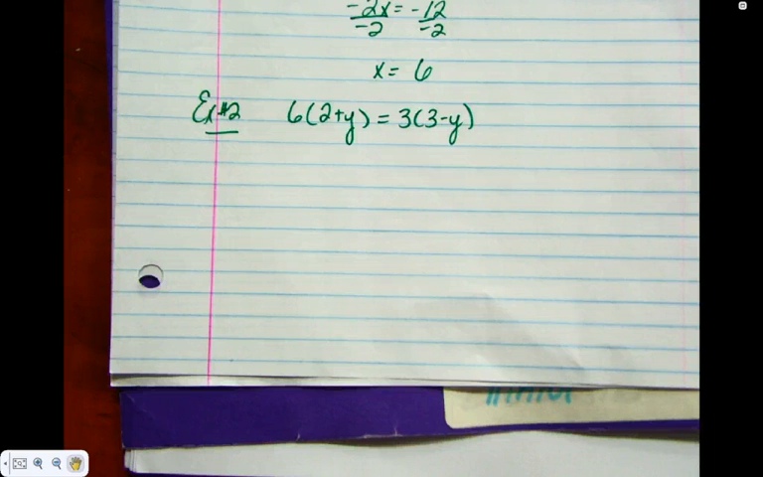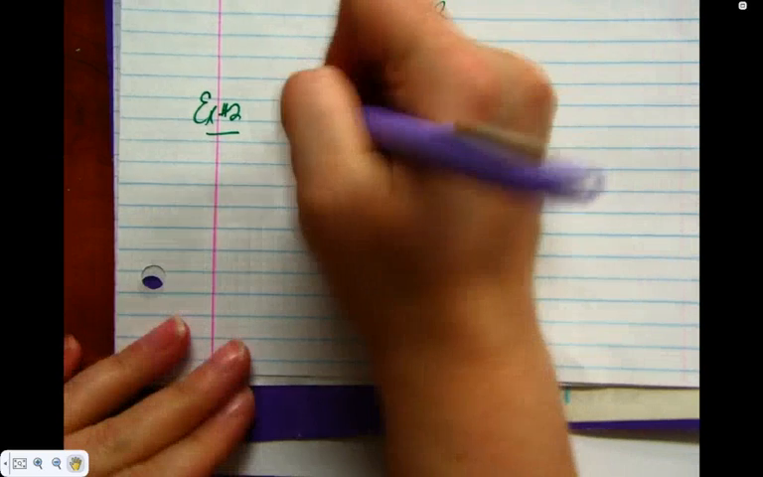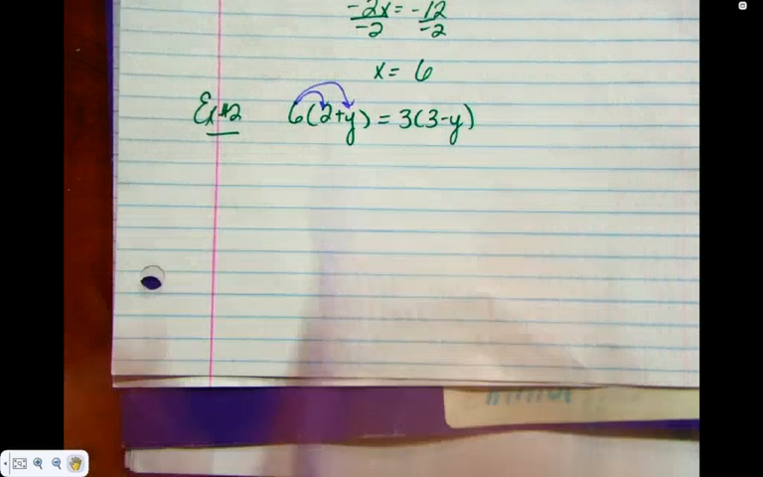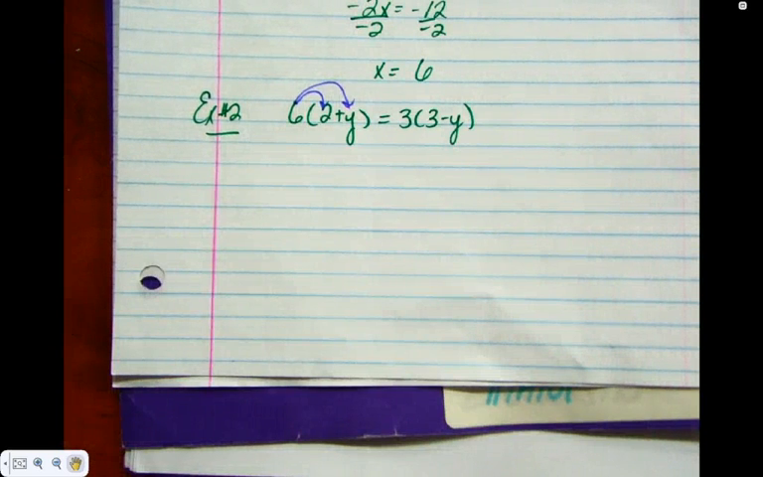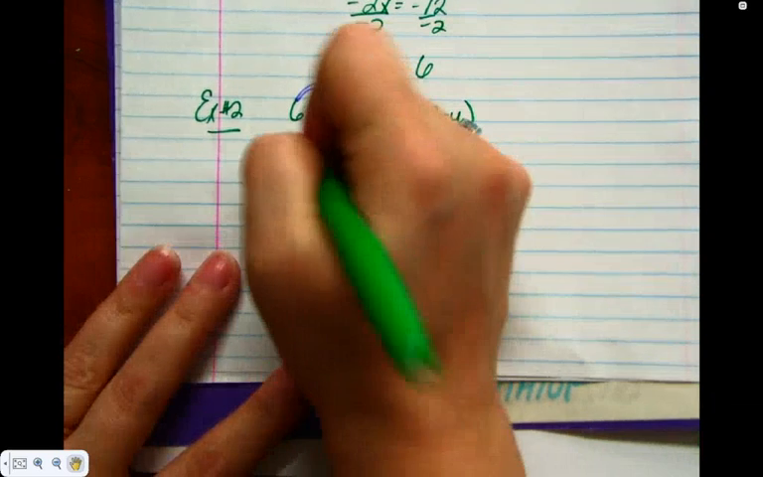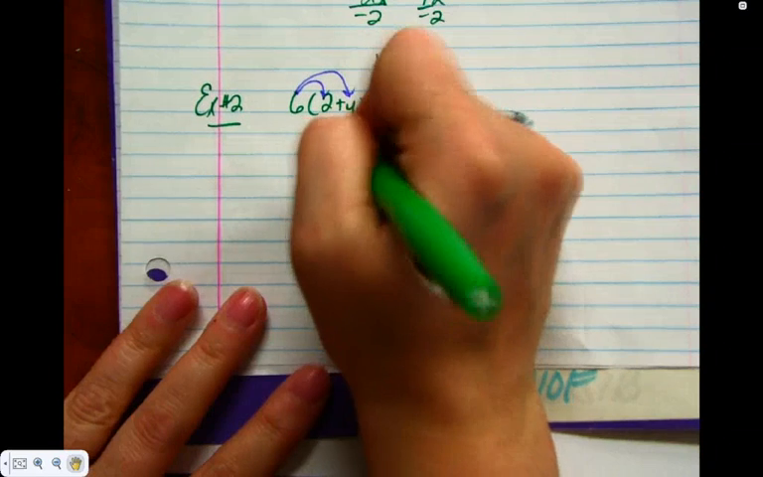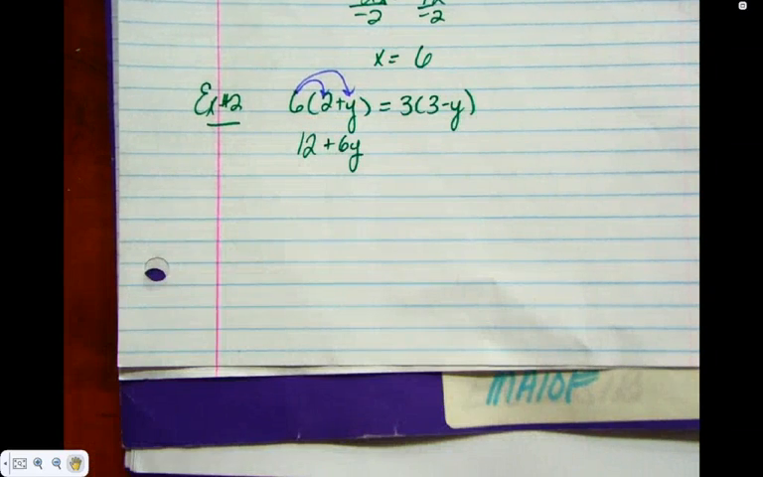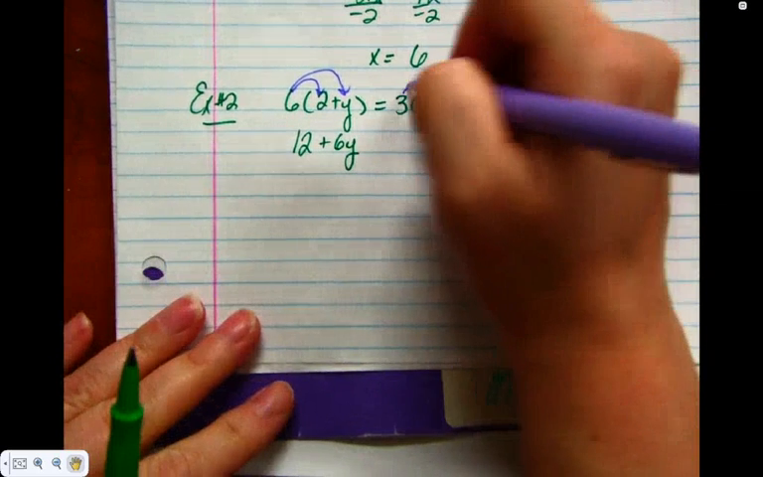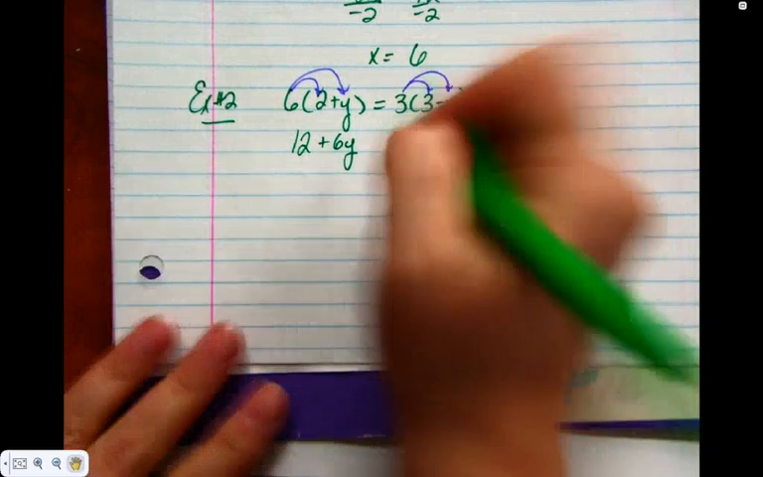Here we got brackets on both sides. No worries. We're just going to do the left-hand side first. Distribute that 6 through everything. And then we do the same thing on the other side. Distribute the 3 through everything.